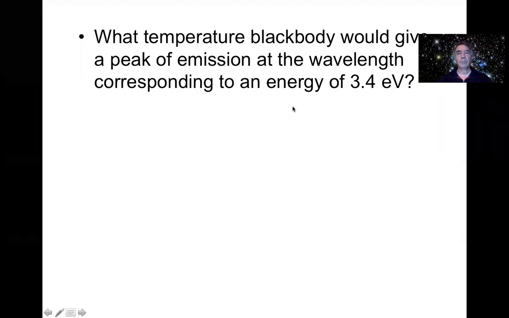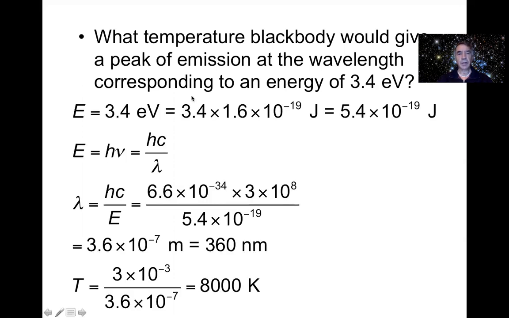Okay, welcome back. So I left you with this little problem to have a look at. What temperature black body would give a peak of emission at the wavelength corresponding to this energy of 3.4 electron volts? So the energy required to ionize hydrogen from the n=2 level up to the continuum. So just three steps involved here.